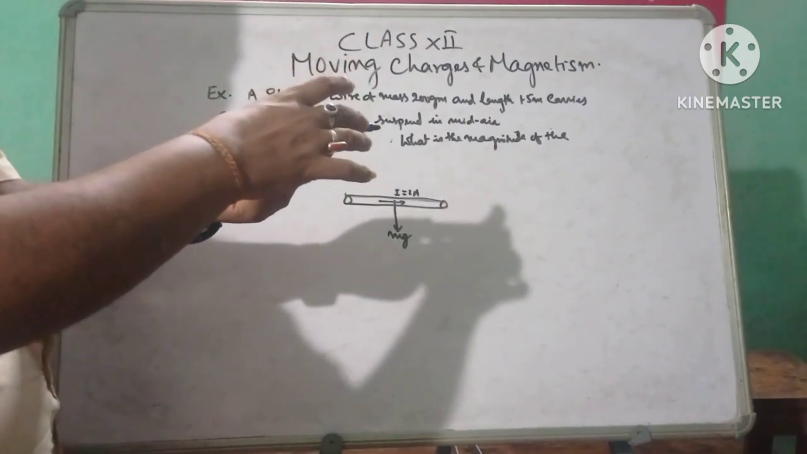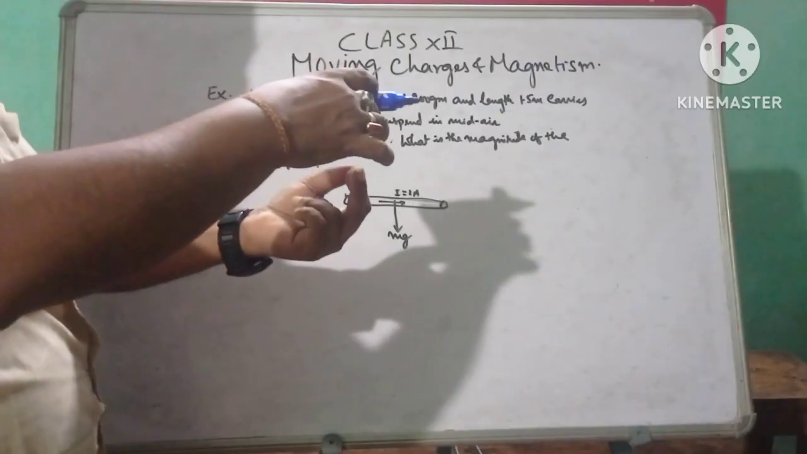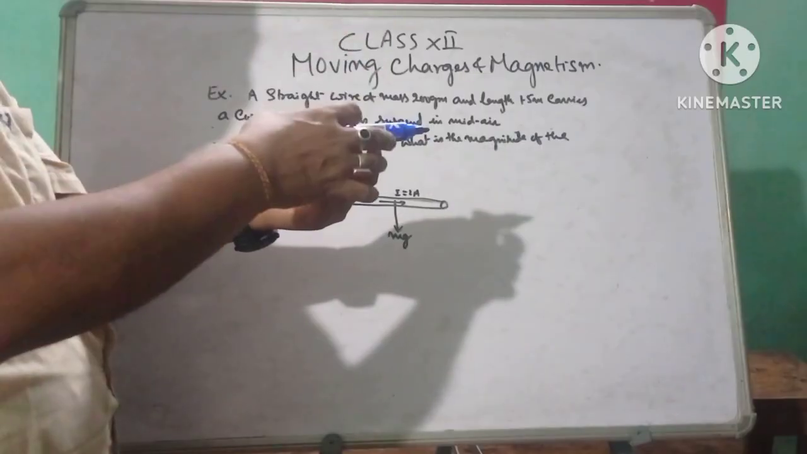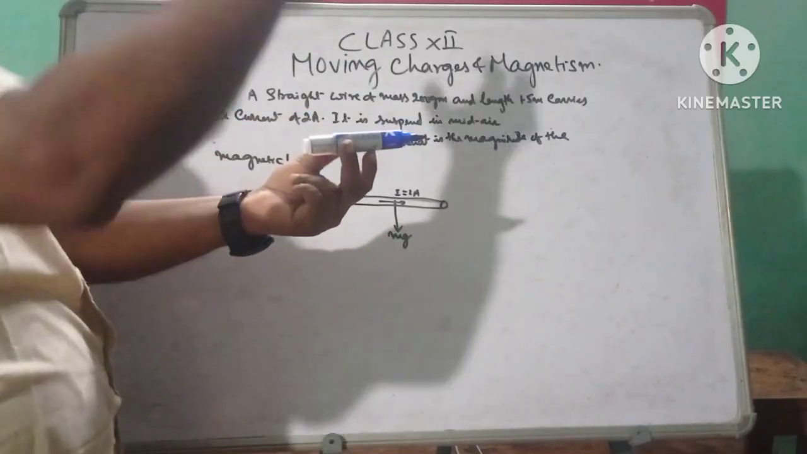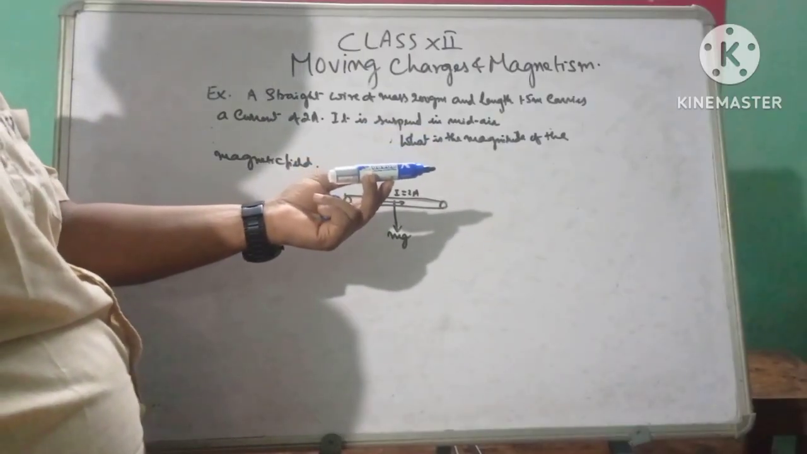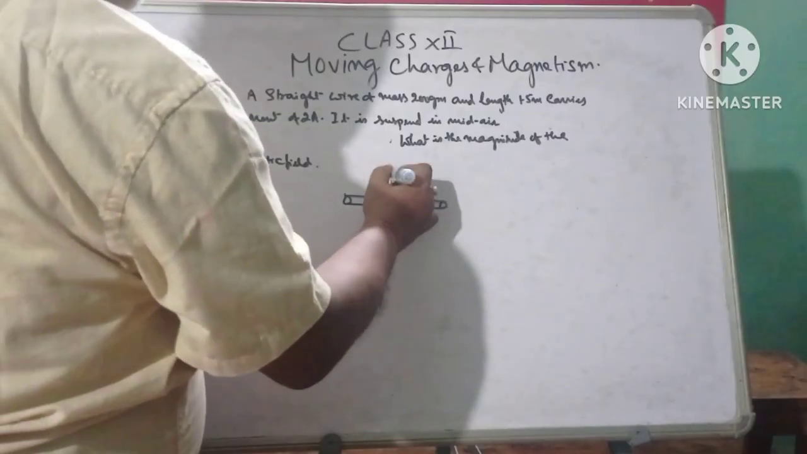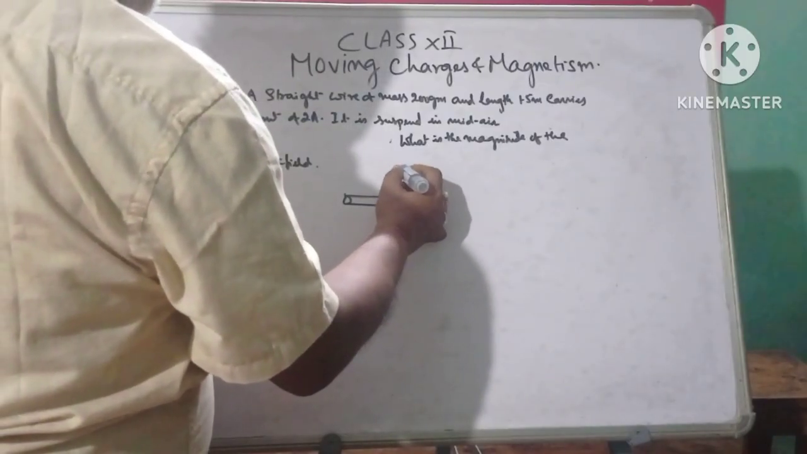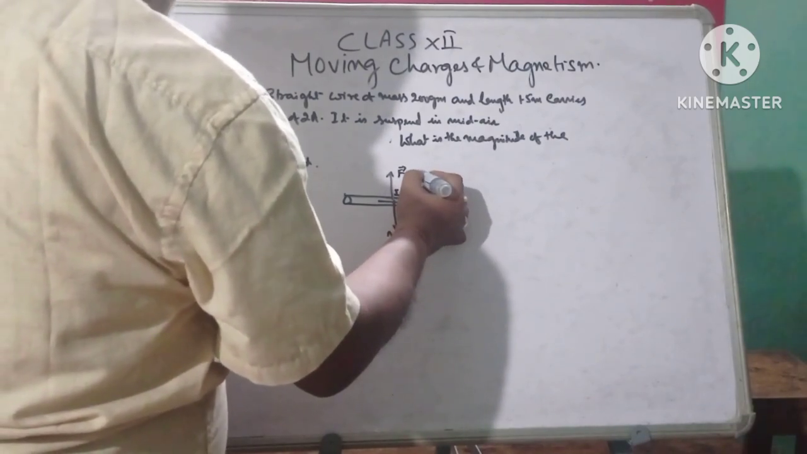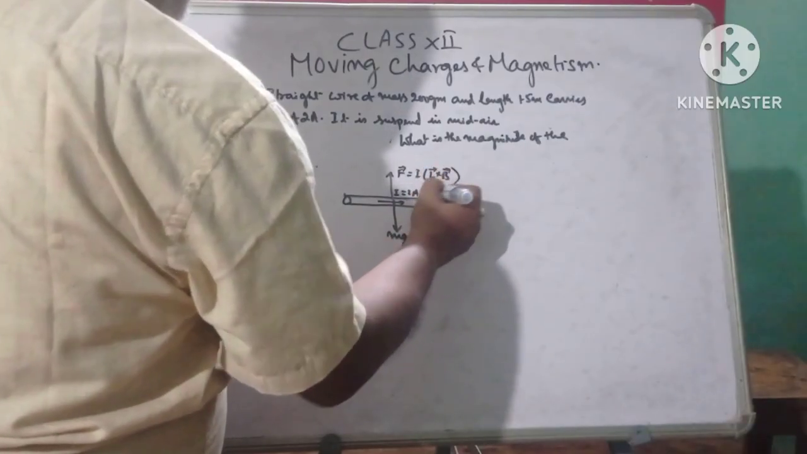So this current carrying rod is placed in a magnetic field. To balance this weight, the force exerted by the magnetic field must be upward. Then only this will be balanced. So the force exerted by the magnetic field must be upward. That is, this force is equal to I L cross B.